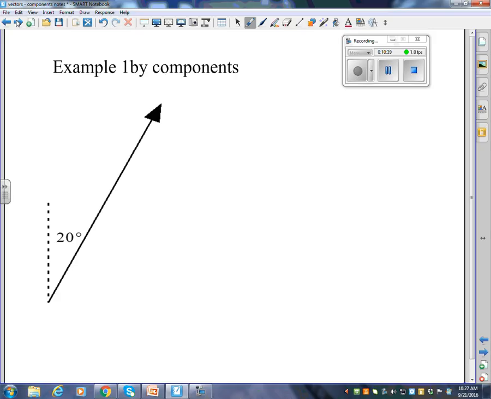Okay, look farther down where it says 0.5 kilometers at north 20 east. See that? So what vector am I talking about there? D1. Write a D1 on the left-hand side there. No, no, no, on the left-hand side where it says 0.5 kilometers at north 20 east. Put D1 there.